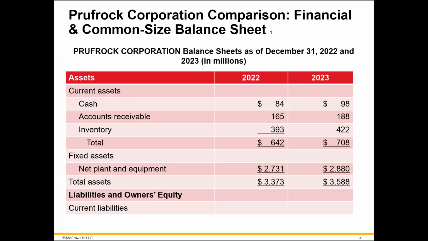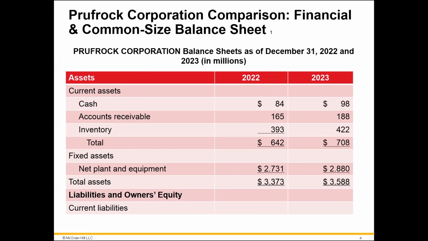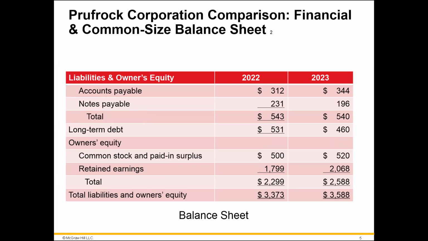Right. So slides 4 to 9 show an example. Let's say the preferred corporation. Slide 4 shows the preferred corporation's balance sheet as of December 31, 2022 and 2023. Slide 5 shows liability and equity. So this is the traditional balance sheet.